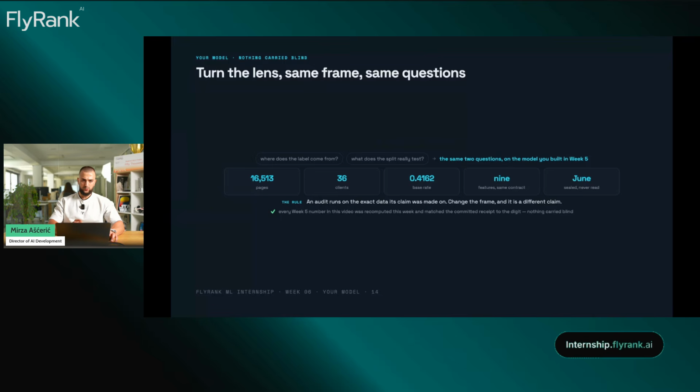First, one rule. Check looks at the exact information that was used for the claim. If you change how you look, it's a different claim. So today we use what you already know. Decision time is May 1st, 2026.